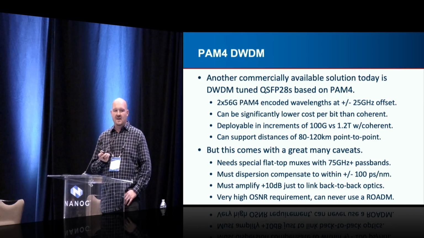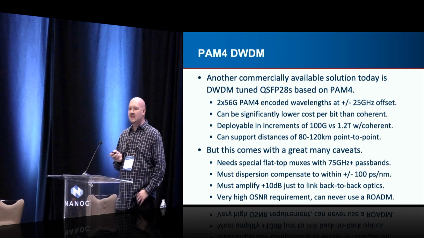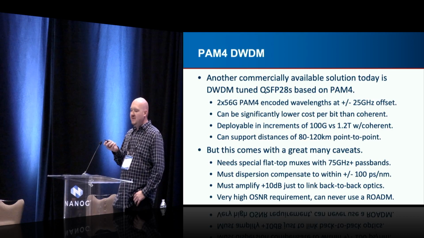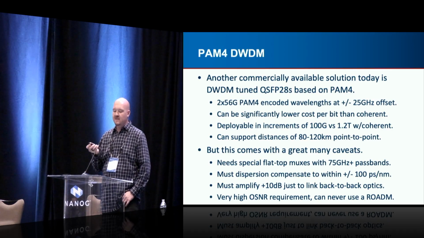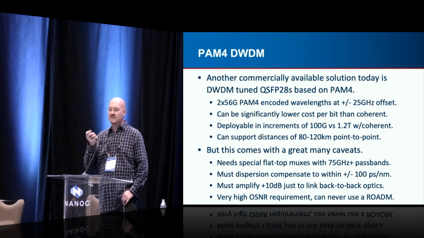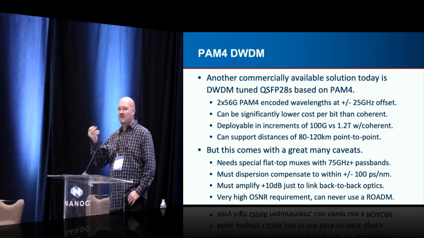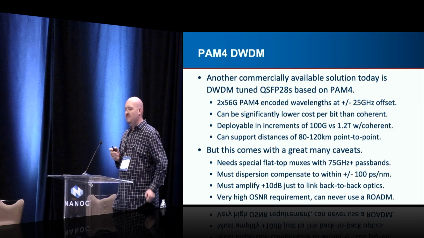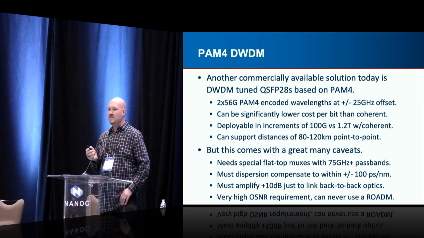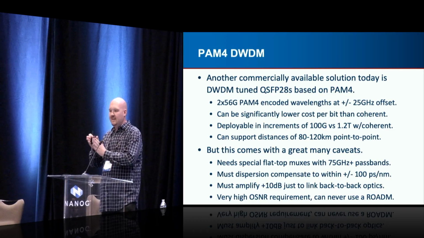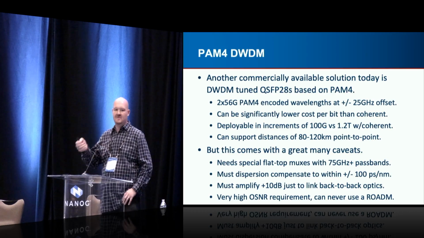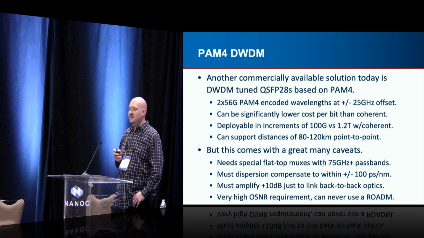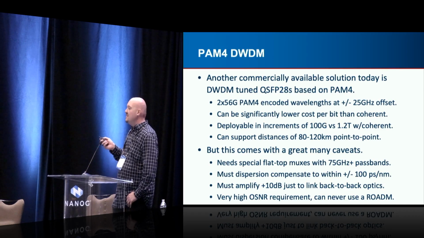You'll see commercial systems, like EDFA makes the most prevalent one of these systems, where you take two 56 gig systems. So it's 28 gigabaud at PAM4. Two carriers offset at plus and minus 25 gigahertz. So you're able to pack a 100 gig DWDM channel into a QSFP28, put it directly into your device, and you can do 80 to 120 kilometers. But there's a lot of caveats attached to this.